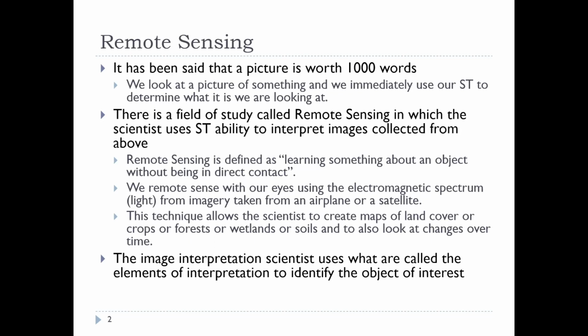Okay, so the technique of image analysis allows a scientist to create maps of land cover or vegetation or agricultural crops or forests or wetlands or soils, and look at how those things are changing over time. So it's a very, very powerful tool for monitoring our planet. And we can do that ourselves through spatial thinking, or these days we can program a computer to do some of that for us. Okay. So image interpretation, like you're going to do in this exercise, uses what are called the elements of interpretation to identify the objects of interest.